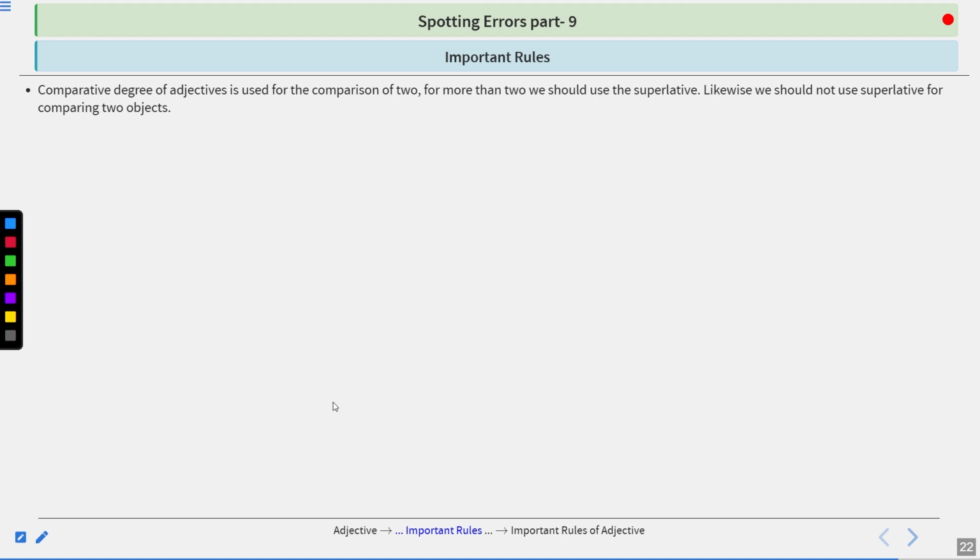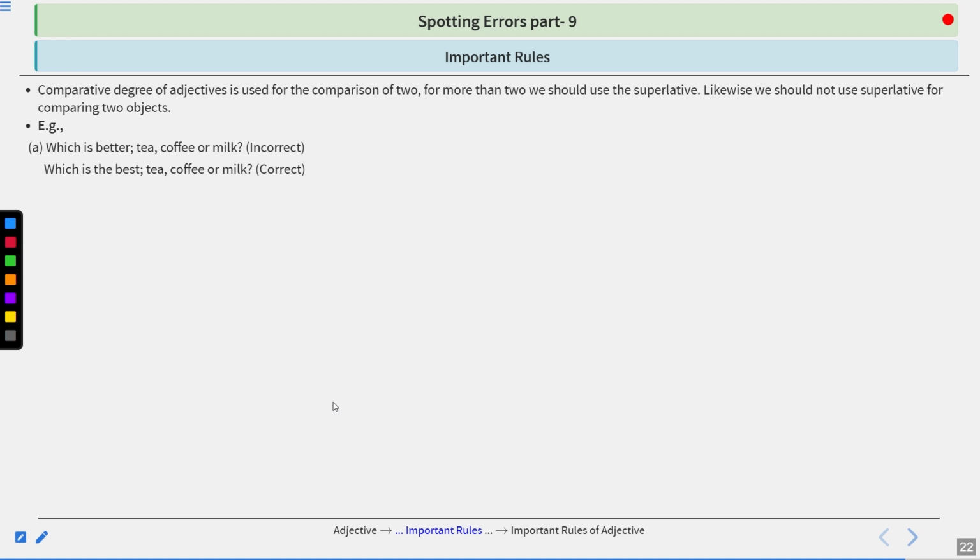Comparative degree of adjectives is used for the comparison of two. For more than two, we should use the superlative. Likewise, we should not use superlative for comparing two objects. Which is better, tea, coffee, or milk? Which is incorrect, because here we are talking about more than two things, and we have used comparative degree here. That's why it is incorrect.